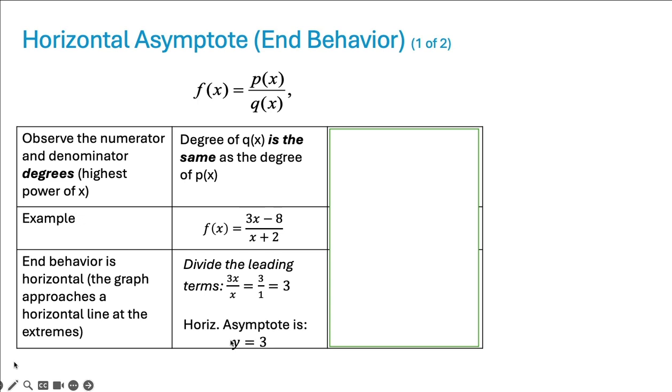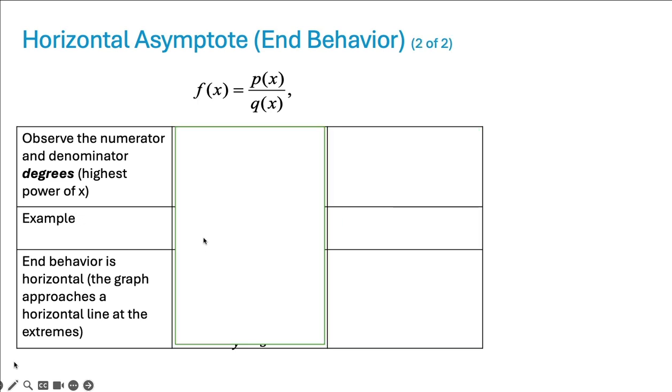Not x equals 3, y equals 3, because it's horizontal. Remember, horizontal lines have an equation y equals something. So that describes the end behavior of that function.